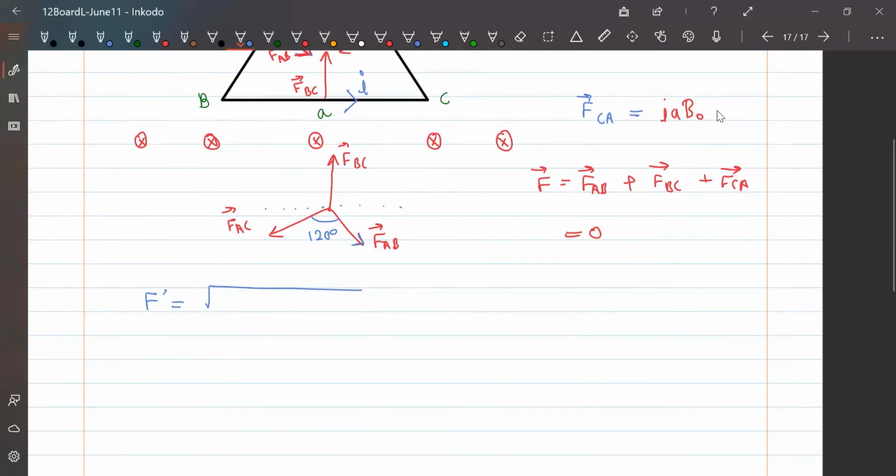That will be equal to, let's call it F naught because the value of all three is F naught. So F naught square plus F naught square plus 2 F naught square cos 120. Cos 120 is minus half. So this F dash also comes out to be F naught. So basically F naught force is acting upward, and the resultant of these two will be F naught in the downward direction. And they both will cancel out to give net force as 0. Yes, sir. Understood.